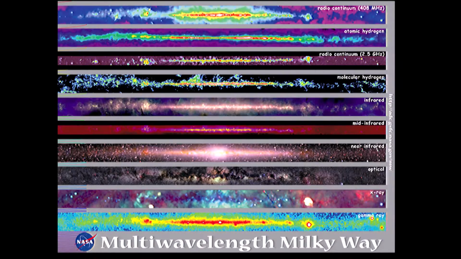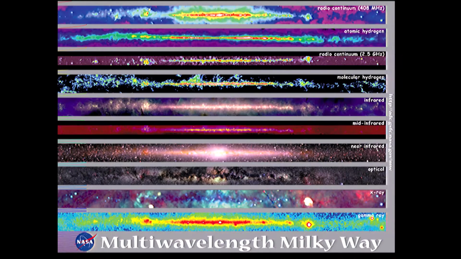So this is a view of our Milky Way, thanks to NASA, and each of these stripes is our Milky Way in a different color of light. So less energetic light is towards the top, the radio continuum, and more energetic light is towards the bottom, the gamma rays. And each of these different types of light is giving us different information about what's going on there.